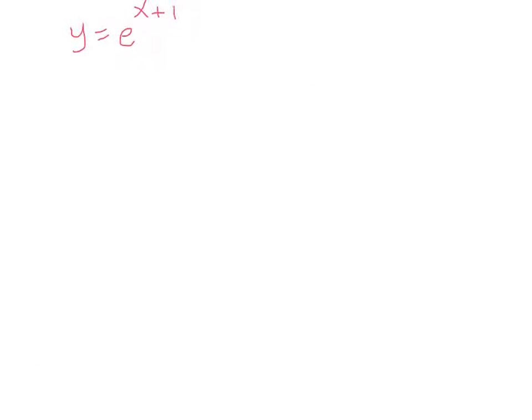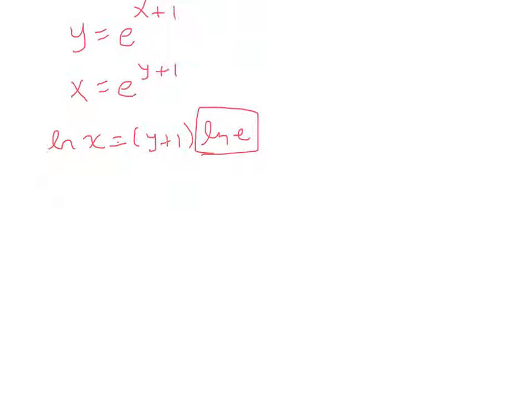Okay, so we have the function y equals e to the x plus 1, and I'm going to find the inverse by replacing the x with the y and the y with the x, so I have x equals e to the y plus 1. Then I'm going to change from an exponential equation to a logarithmic equation. One of the ways I'm going to do that is by taking the natural log of both sides. So the natural log of x is equal to the quantity y plus 1 times the natural log of e. We all know that the natural log of e really is just 1. So this says the natural log of x is equal to y plus 1. The natural log of x minus 1 is equal to y, and that's my inverse function.